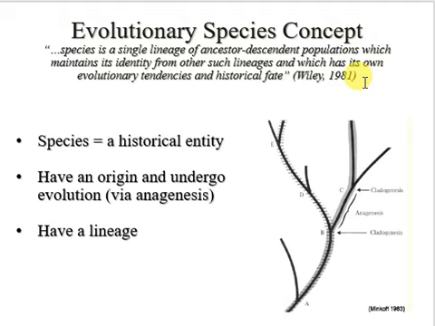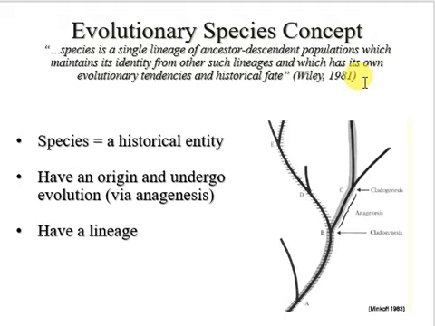So in other words, the underlying notion of this concept is that a species is a group of organisms that forms a lineage that has a distinct evolutionary fate from that of other lineages. They also have an origin. That origin is formed by a process called cladogenesis, which is the splitting of lineages. And they also undergo evolution by anagenesis, which refers to the change within lineages.